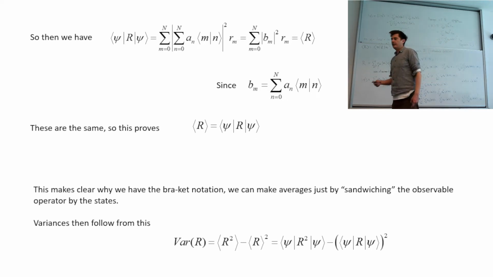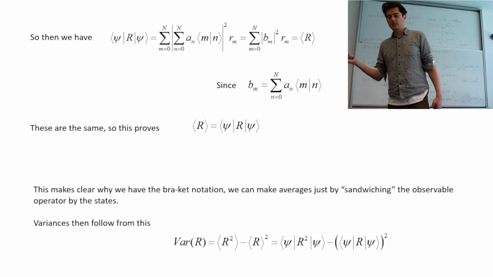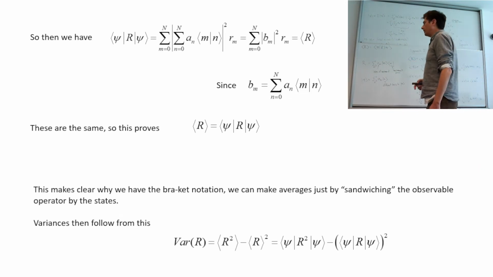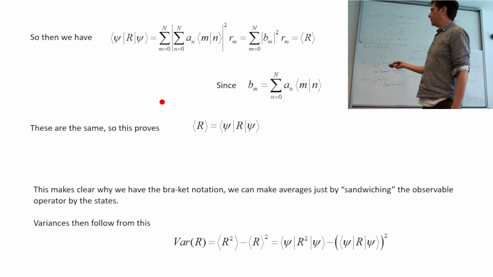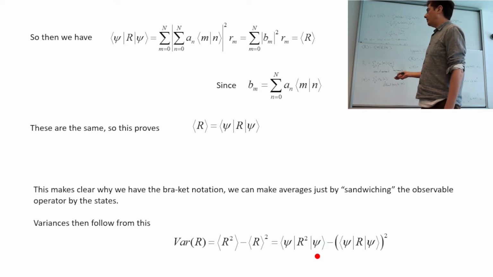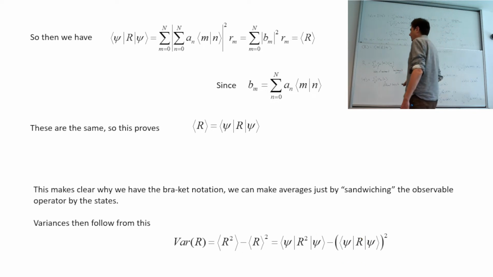So of course we can calculate other probabilistic variables like variance. Variance would simply be written as this. Variance is the average of the square of the observable minus the observable average squared. So in this case, you take the square of the operator, calculate the expectation value, and then subtract the square of the regular average.